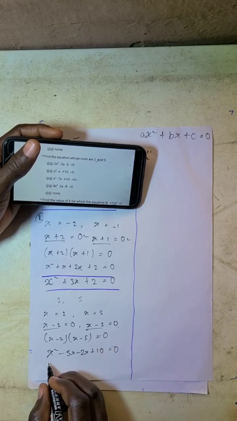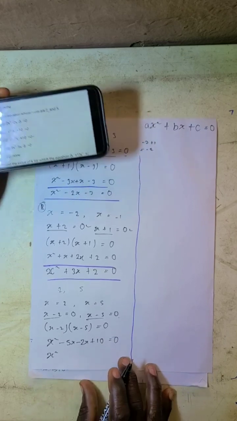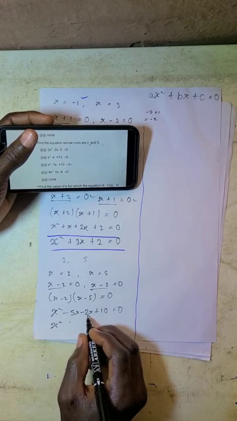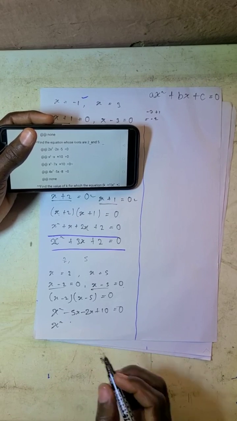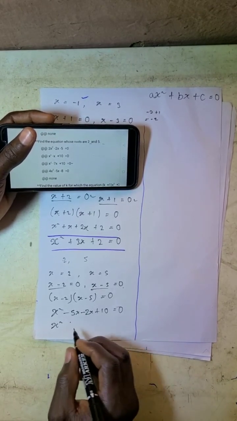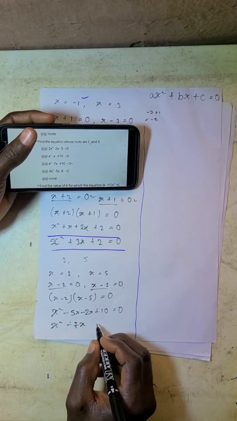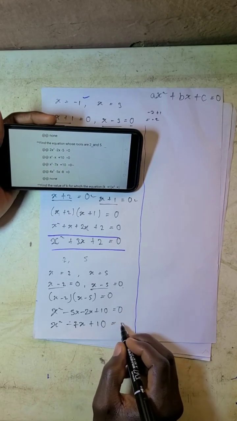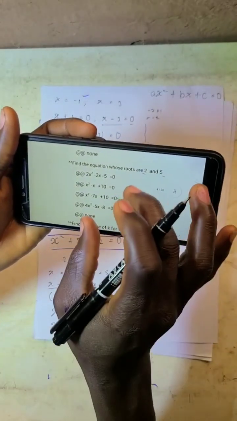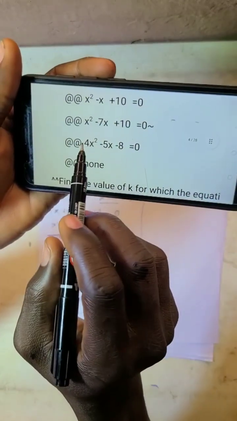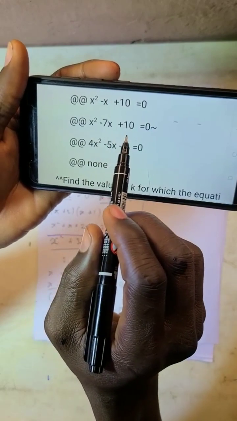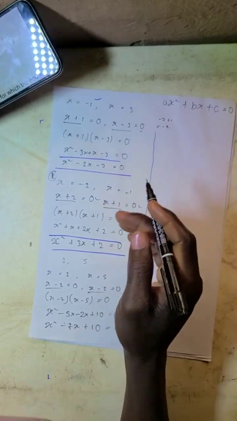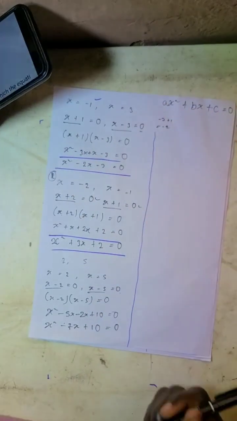So simplifying it, our x squared, minus 5x minus 2x is the same thing as saying minus 5 minus 2. Press your calculator, and you get minus 7x plus 10 is equal to 0. So look at your answer now: x squared minus 7x plus 10 is equal to 0. So that's your answer. This is very simple and straightforward. The first step is to equate your x to those two values and then follow the procedure.